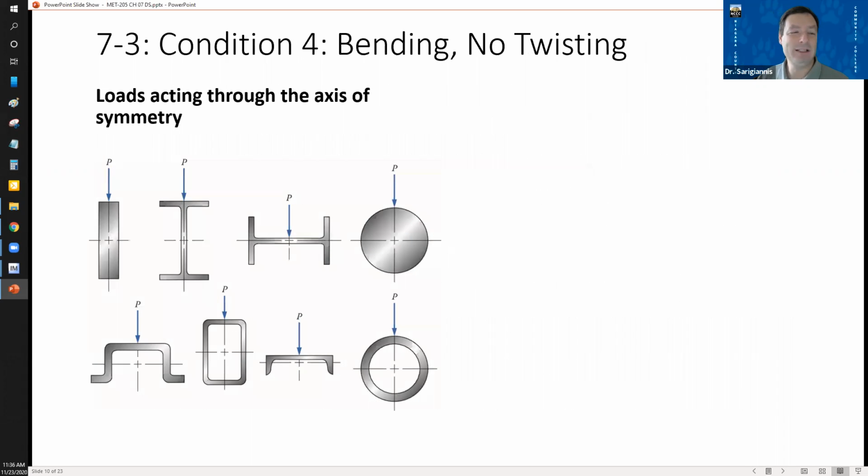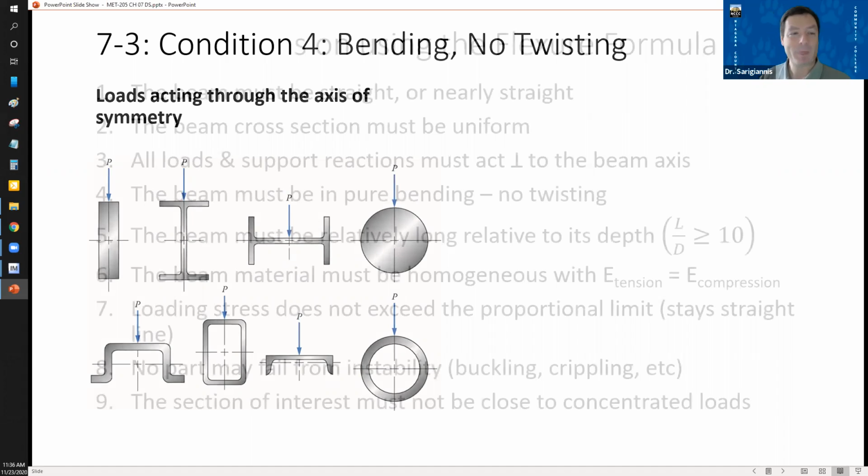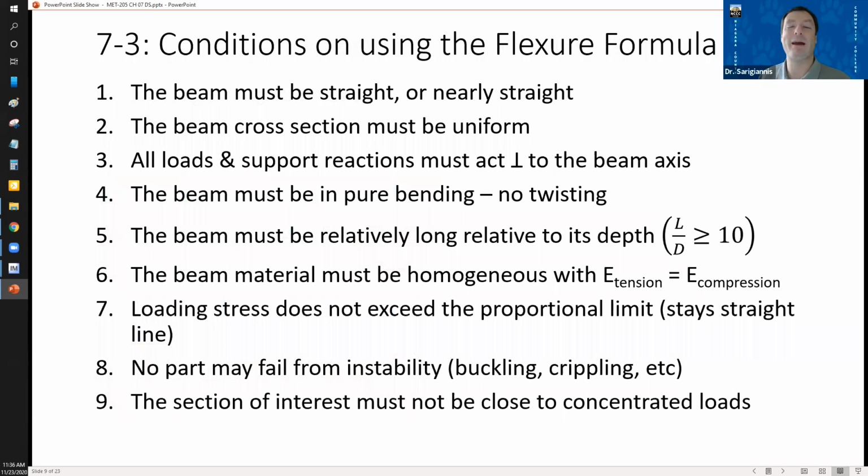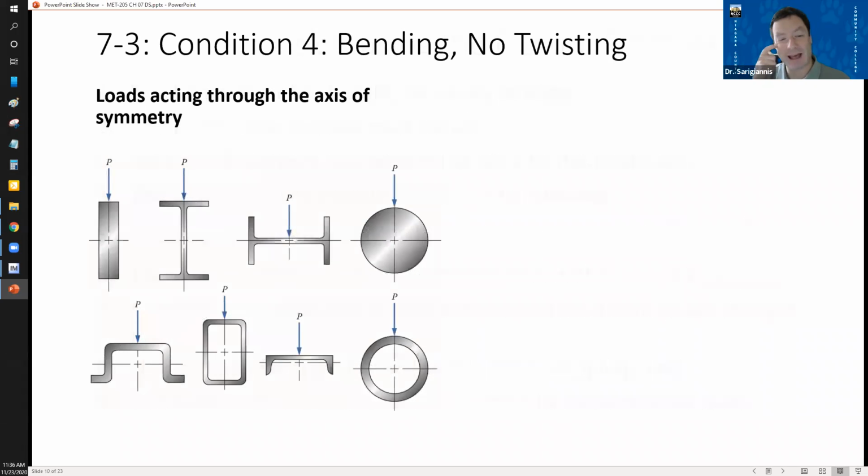All right, remember, this is condition number 4. The beam must be in pure bending, no twisting. This is just a graphic they had in the book, which I thought was useful to look at. These are loads that are acting through the axis of symmetry. These would be in bending, assuming the support is also fully supported, or supported at a point. Notice the point of application of the load is through that central axis.